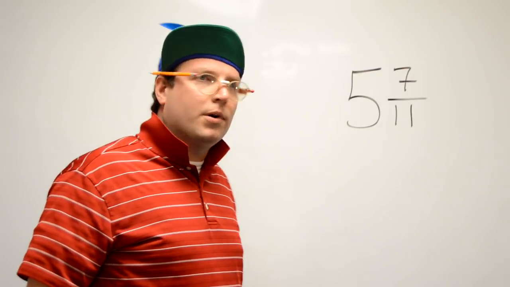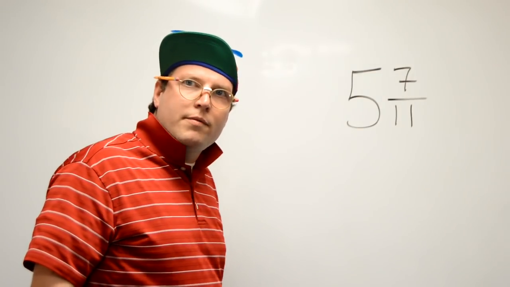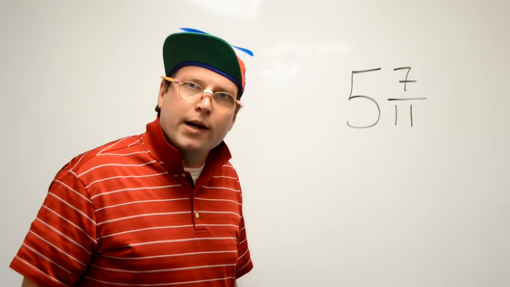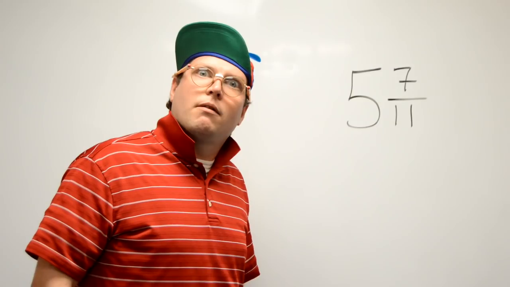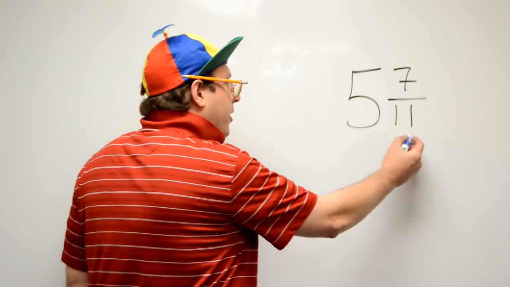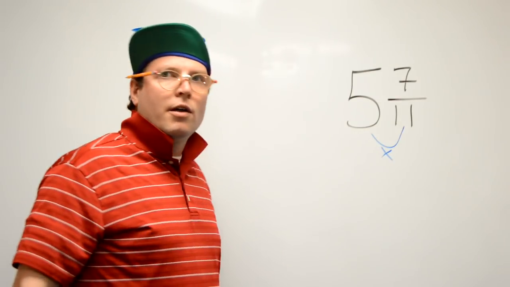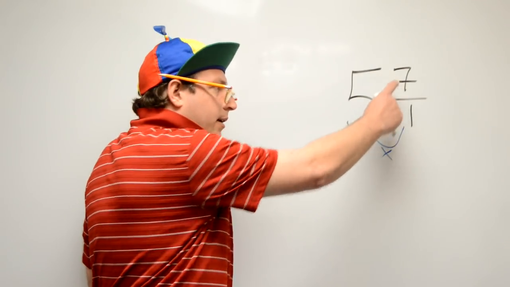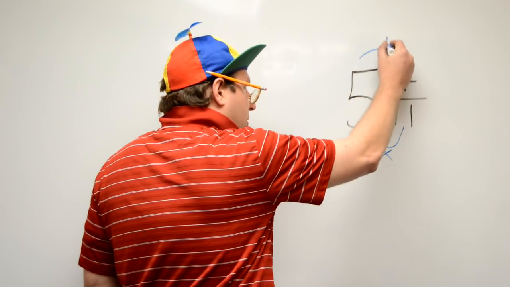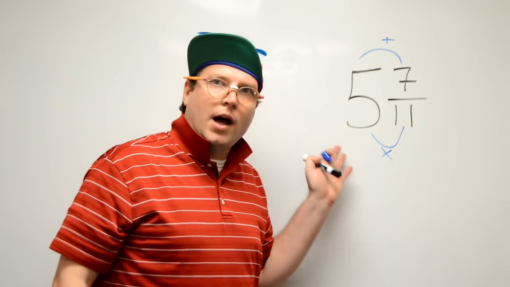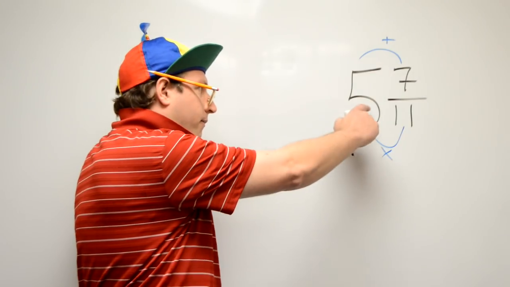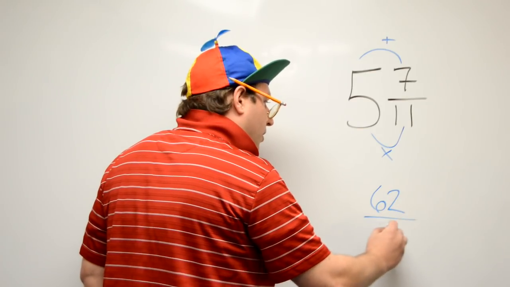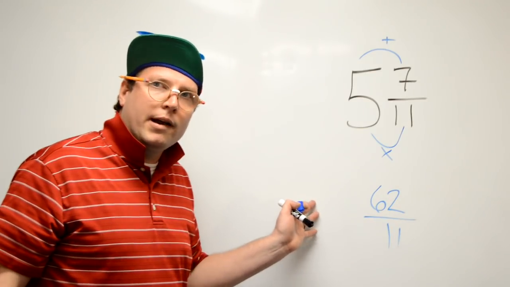So let's do another one. 5 and 7 over 11 is the mixed number. What is the improper fraction? So I'm going to say 11 times 5. So 11 times 5 is 55. And then we want to add this number. So we go in this direction. We say 11 times 5 is 55. 55 plus 7 is 62. 62 over 11. That's the improper fraction.